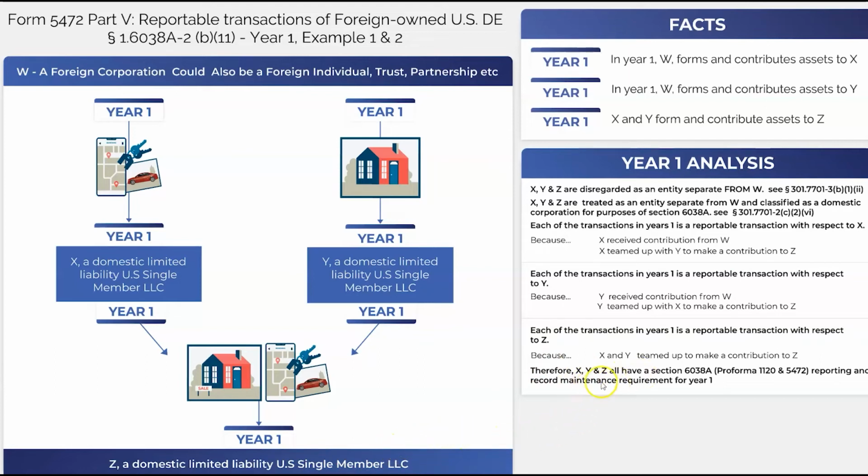So the IRS makes a final conclusion here, saying that therefore X, Y, and Z have a section 1.6038A obligation, which means that they need to file the pro forma 1120 and 5472 reporting. And then they also have a record maintenance requirement. So whatever information these 3 LLCs report on the pro forma 1120, they need to have documentation to back it up. You don't have to send the documentation. You keep it in your internal records so that when the IRS comes and inquires or asks more questions about the transactions you reported, you can easily provide that evidence. So that's what all this is about.